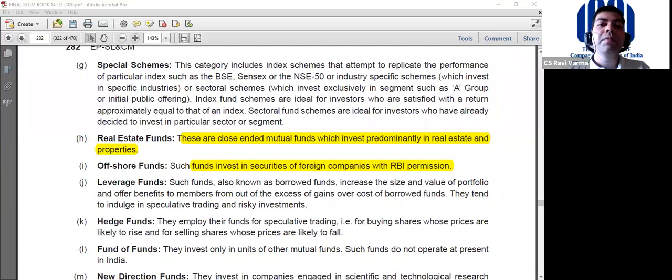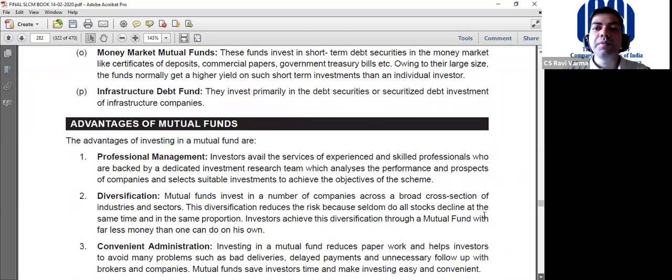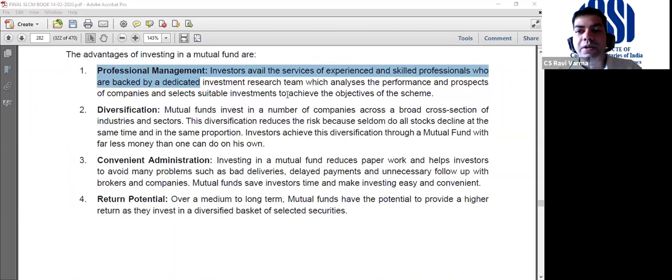Similarly, there are some advantages of mutual funds, as I told you. What are the advantages? First, you get it professionally managed. Sir, what are close-ended mutual funds? Close-ended means you cannot sell it before maturity; it has to be sold only after maturity. And open-ended, you can sell it any day. So open-ended is more liquid and close-ended is not liquid.